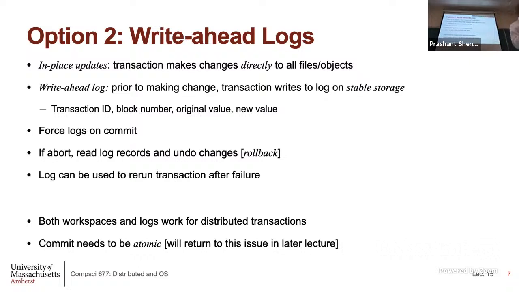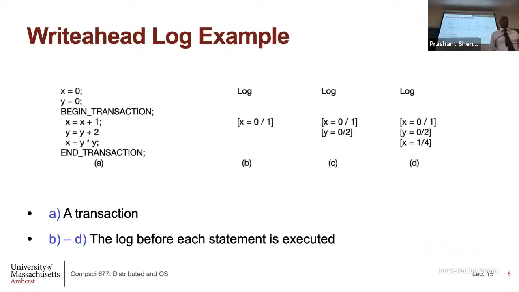So there are two different ways of doing things. In one case, you don't make changes to the actual database, you make changes to a copy and then merge. In another case, you make changes live to the database, but you track what changes are made so you can undo them. Either of these two will work. Commit needs to be atomic, and we'll come back to that when we come to locking, but let me show you an example.